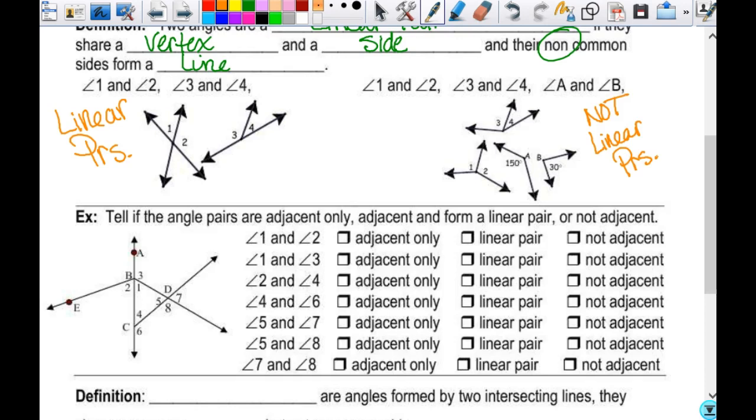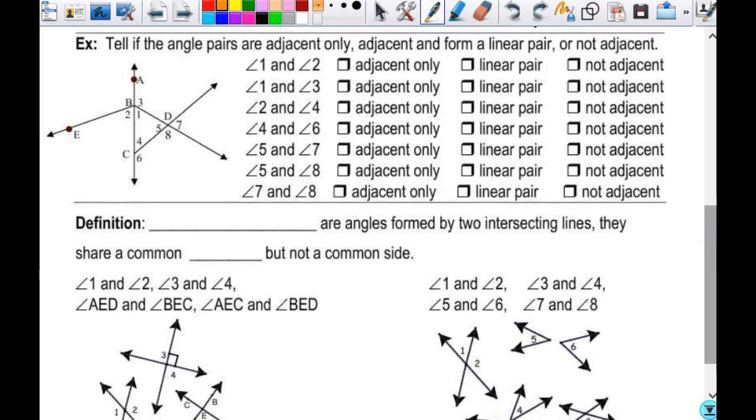All right, so let's look at this picture right here. Got a lot going on in this picture, so try and identify these angles differently. It says, tell if the angle pairs are adjacent only, adjacent and form a linear pair, or not adjacent. Okay, so we're going to start with angles 1 and 2. So here's angles 1 and 2, right? So are angles 1 and 2 adjacent? Yes. Okay, so they are adjacent. Do they form a linear pair? No, so they are adjacent only. All right, so then we're going to look at 1 and 3. Are they adjacent? Yes. Do they form a linear pair? Yes. Okay.